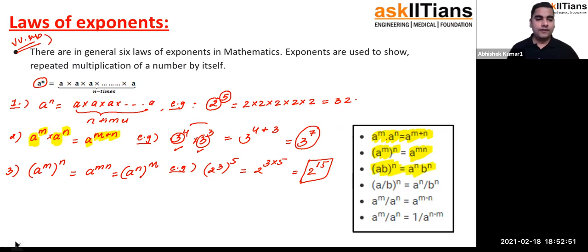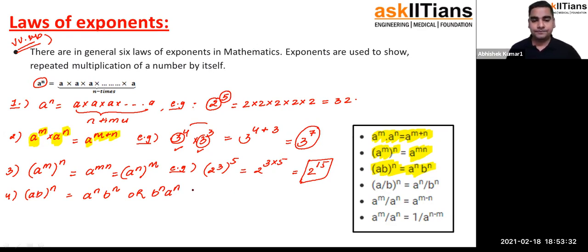Let me illustrate. Fourth one is if you have (ab) raised to the power n. Okay. (ab) raised to the power n means you have a product of two different terms in the base. The product of both terms is raised to the same power. You can observe here you have ab that is raised to the power n. So this can be written as a raised to the power n multiplied by b raised to the power n. Okay, or you can also write it as b raised to the power n into a raised to the power n, as the multiplication of any two numbers is always commutative in nature, so both will be same.